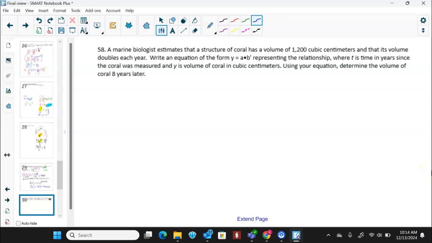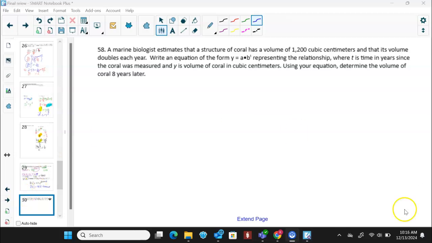All right, question 58. A marine biologist estimates the structure of a coral has a value of 1,200 cubic centimeters and that its value doubles each year. Write an equation of the form y equals a times b to the t, representing the relationship where t is time in years since the coral was measured and y is the volume of the coral in cubic centimeters. Using your equation, determine the value of the coral 8 years later.